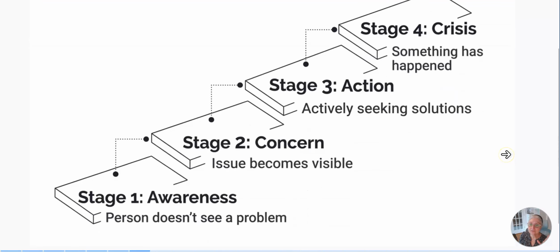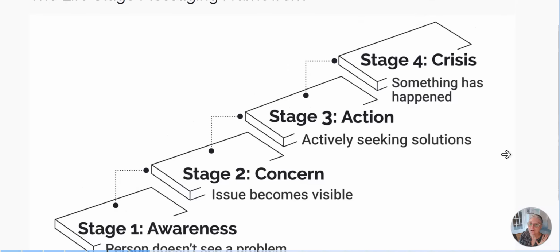So there are basically 4 stages where you can write content. You can write about the same topic.